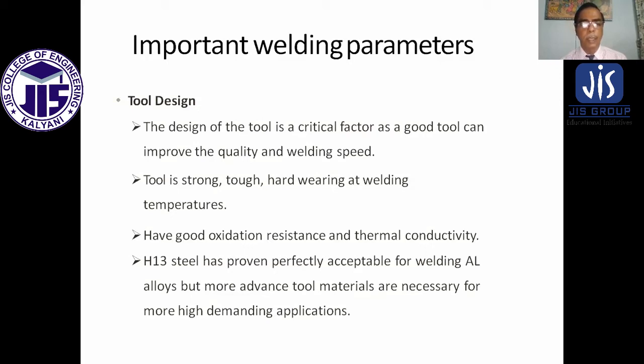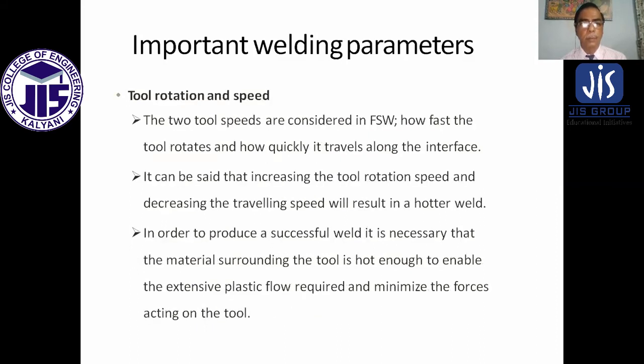H13 steel has proven perfectly acceptable for welding aluminum alloys, but more advanced tools are necessary for more highly demanding applications. Tool rotation and speed: two tool speeds are considered in friction stir welding, how fast the tool rotates and how quickly it travels along the interface.